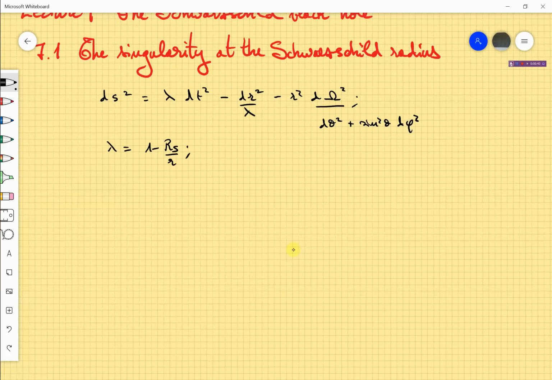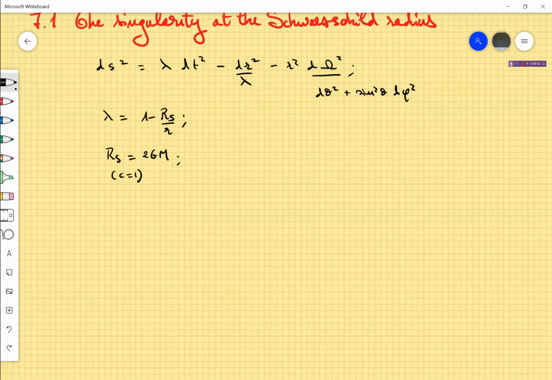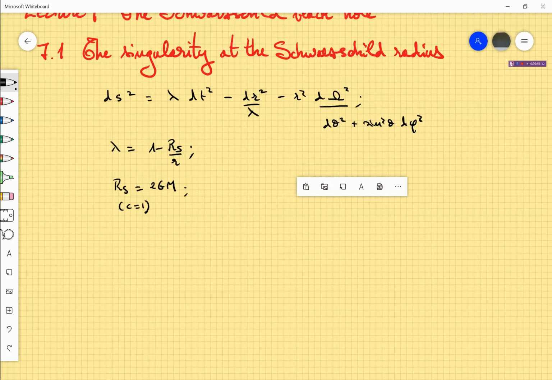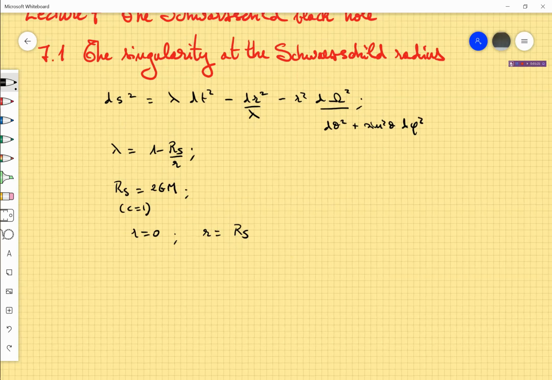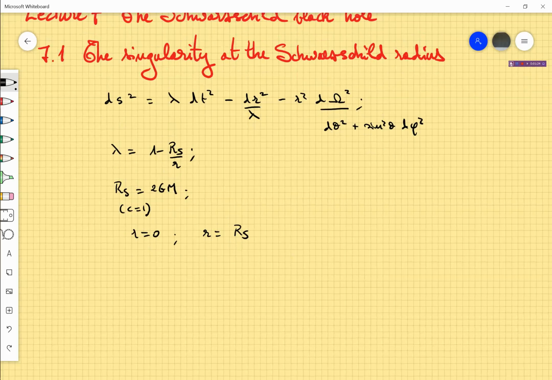The actual value of rs, which is 2GM in units of c equal 1, will not matter too much in this discussion. So the singularities that we noticed were at r equals 0, because clearly lambda diverges at that point, but also this part of the metric becomes 0, and also at r equal to rs, because now this component is 0, but this one blows up. This is the most problematic thing, that one of the components of the metric diverges.